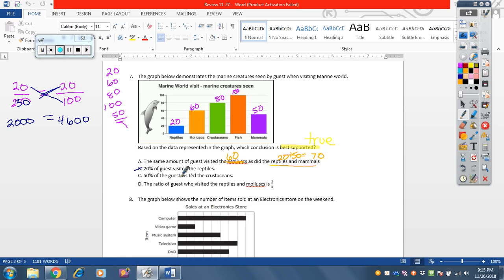C says 50% of the guests visited crustaceans. So 50%, that's 50 out of 100. We already know the total is 230. How many visited crustaceans? 80. So 80 is going to go here. And then you're going to cross product. If your products are equal, the answer is true.